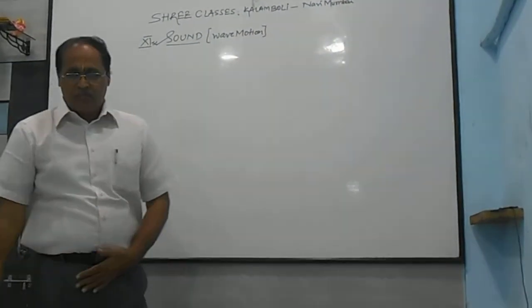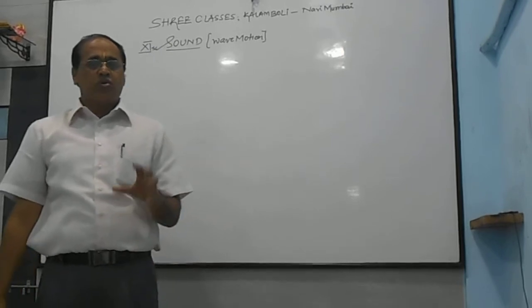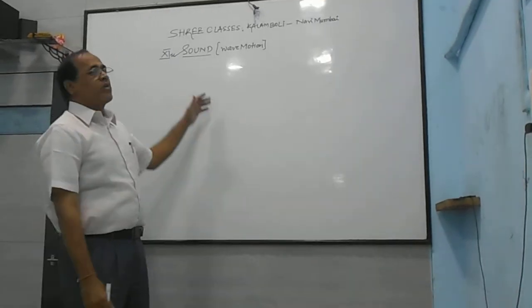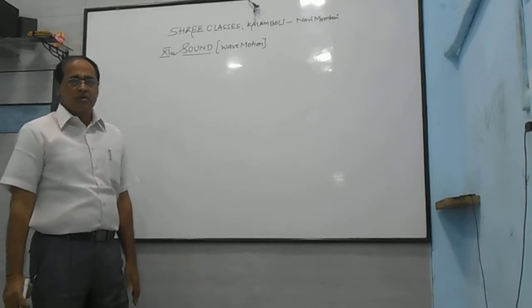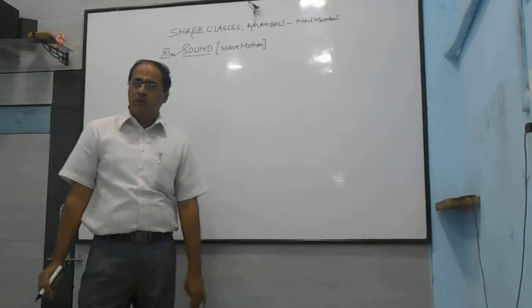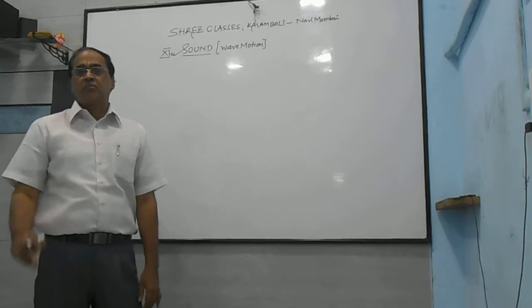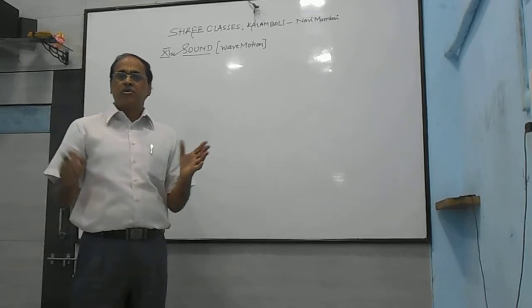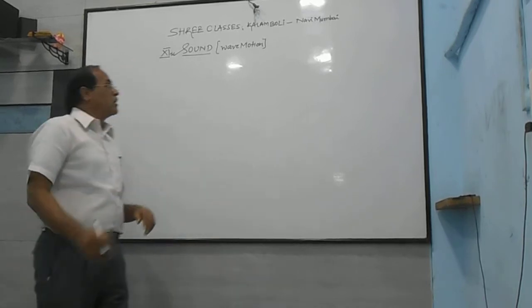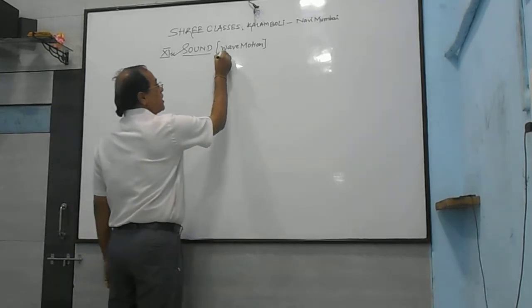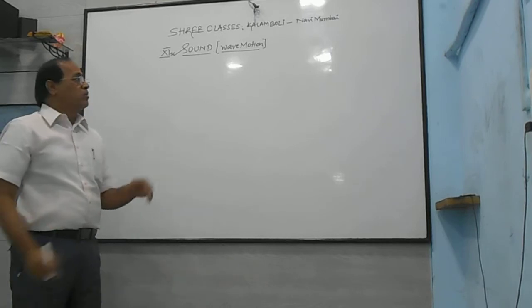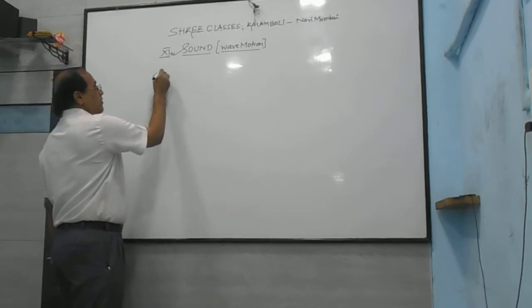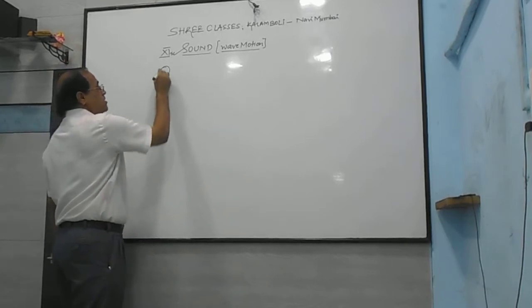What is wave motion? First of all, number of types of motions we have studied: translation motion, linear motion, rectilinear motion, projectile motion. Number of types of motions we will come across during 11th standard. But this is something new. Before defining the wave motion, we will come to first one point, that is called as oscillatory motion.